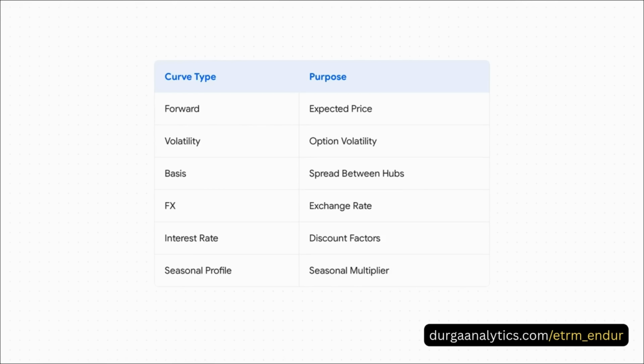And this is where you really start to see the power of a system like Endure. You know, it's not just managing one or two simple curves. It's orchestrating this entire ecosystem. You've got forwards for price, volatility for options, basis curves for floating spreads, FX and interest rate curves for all the financial calculations, and even seasonal profiles to capture those predictable patterns. Each one has a very specific job, and they all have to work together perfectly.